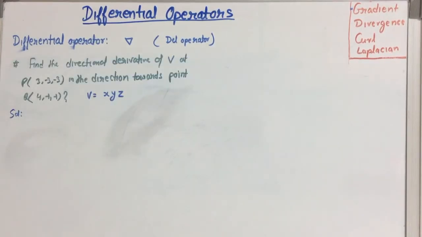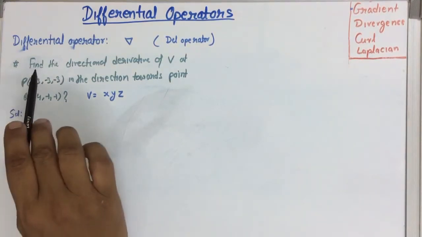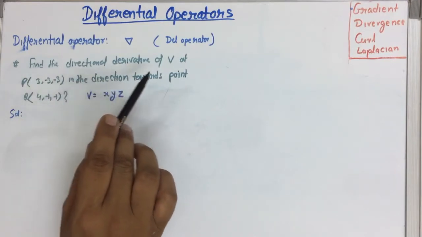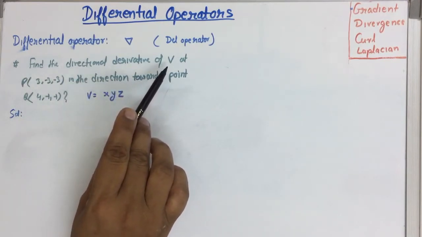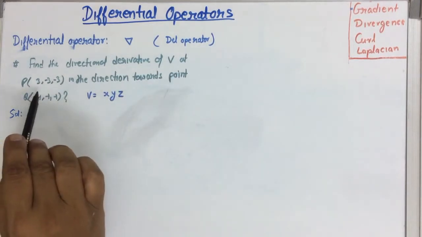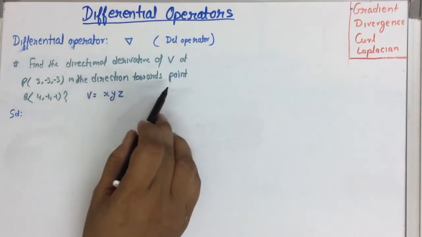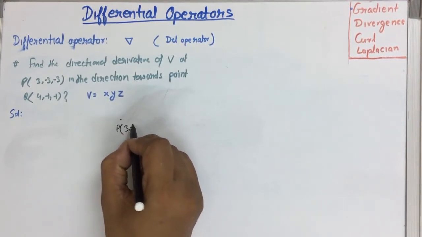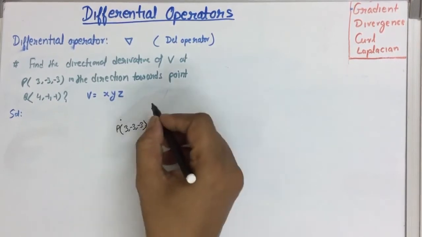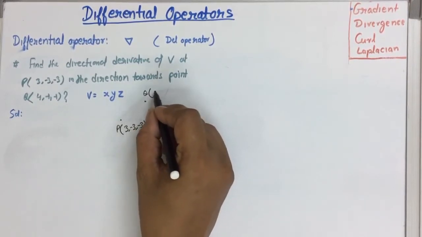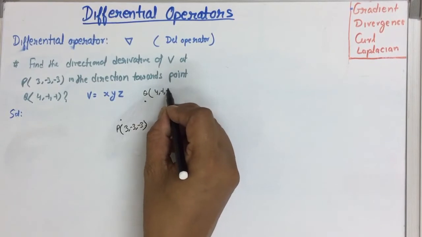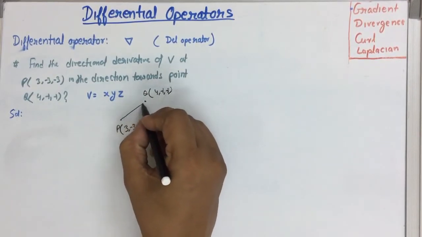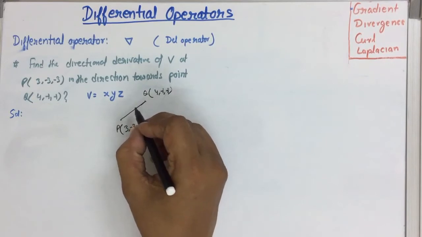Now we will take an example to find the derivative in a particular direction. Find the directional derivative of the quantity V, given here, at point P in the direction towards point Q. There are two points: P with coordinates 3, -3, -3, and Q with coordinates 4, -1, -1. We have to find the derivative in this direction.